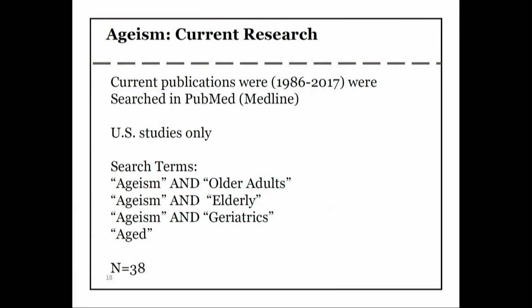For ageism, we know a little bit just from Merriam-Webster. It's discrimination. I can't really say anything further about that, but it's prejudice or discrimination against a population simply based on their age. So we looked in the literature and found publications from 1986 to 2017. We searched in PubMed. PubMed was the only database that we used for this cursory screen, and we only looked at U.S. studies. These are the search terms that you can read: ageism, older adults, elderly, geriatrics, and aged, and we only found 38 articles with all of those search terms.